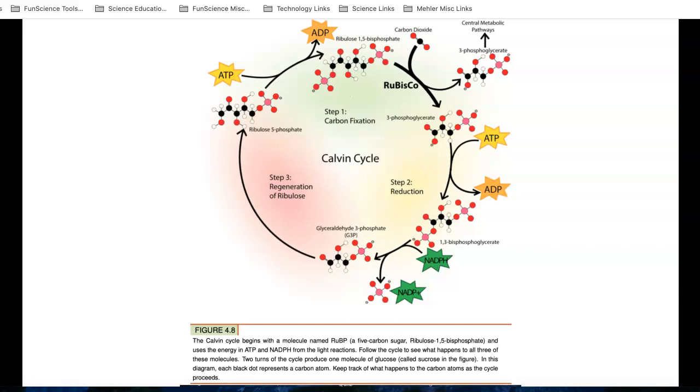And here, again, energy-rich molecules and ATP is being used to power the Calvin cycle. I don't want you to know this on a molecular level, but I do want you to know that the second step is the Calvin cycle.